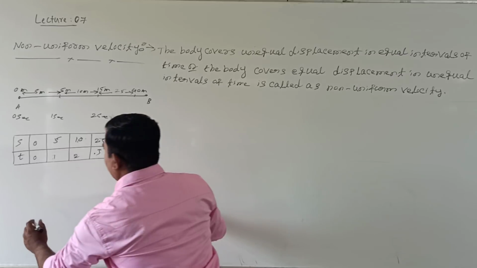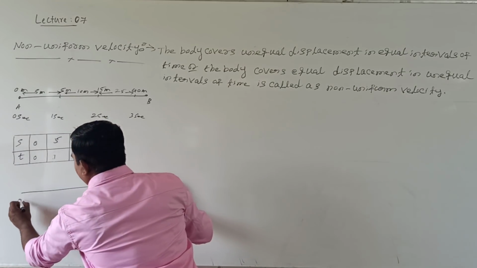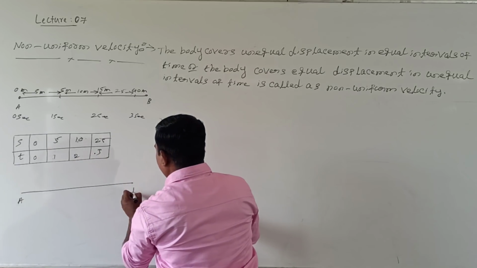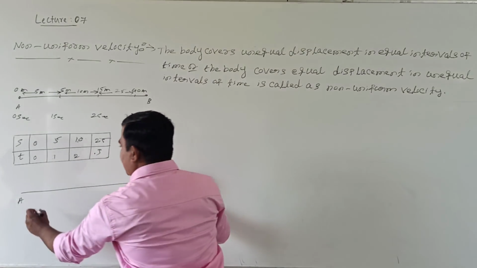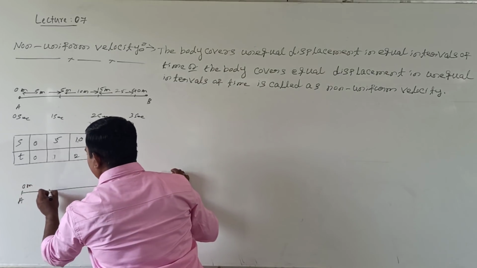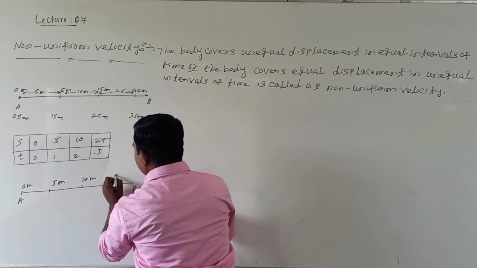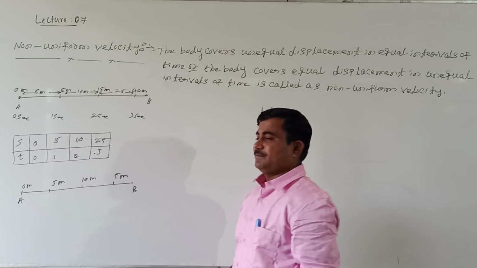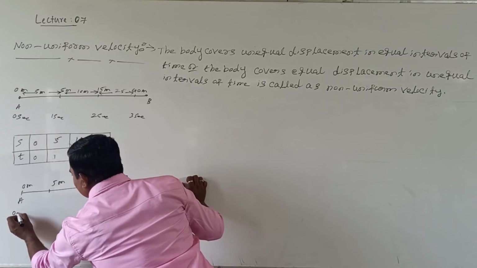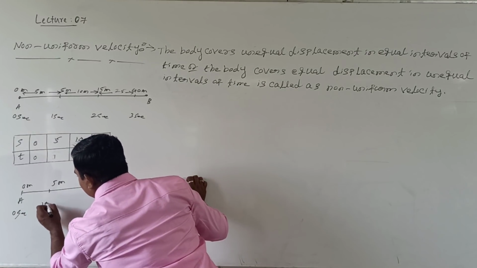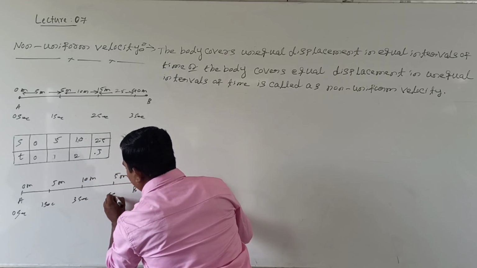See here, how to take? Again, the object moves from point A to point B. Here 0 meter, here 5 meter, here 10 meter, here 15 meter. Here the time may be 0 second, 1 second, 3 second, and 6 second.